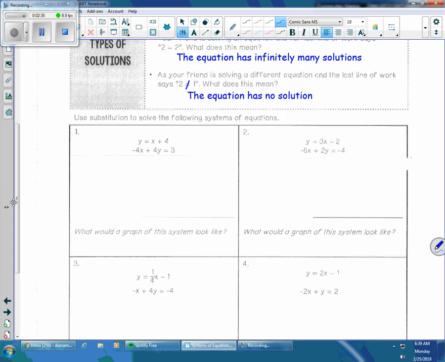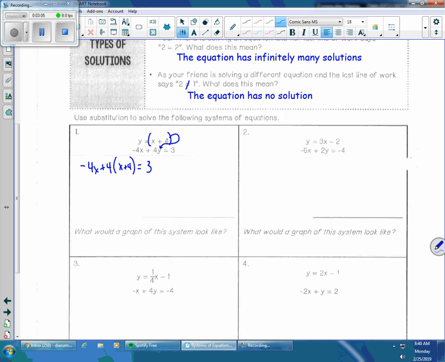So let's look at number 1. Our first equation says y equals x plus 4. I'm going to put parentheses around that because I want to hold all those pieces together, pick them up, and substitute them into the second equation in the place of the y. So I'll have negative 4x plus 4. Instead of writing y, I'm going to write x plus 4 because I'm substituting in what y equals in place of the y, and the rest of the equation equals 3.